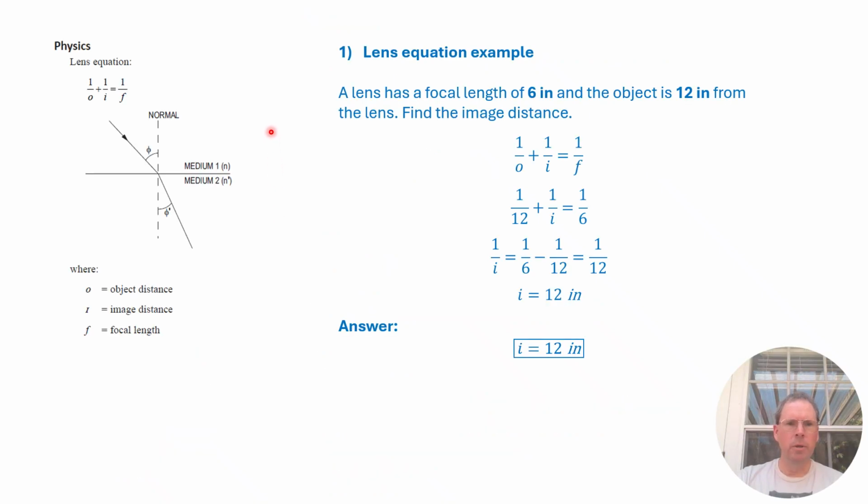Okay, let's go ahead and do an example with this first equation, the lens equation. A lens has a focal length of 6 inches, and the object is 12 inches from the lens. Find the image distance. So we're going to use this very first equation. We're given the object distance, the O, which is 12 inches from the lens, and the F, focal length. We're going to be solving for the I, the image distance. So I'll go ahead and solve for I in that equation. You get 12 inches, so the answer is 12 inches.